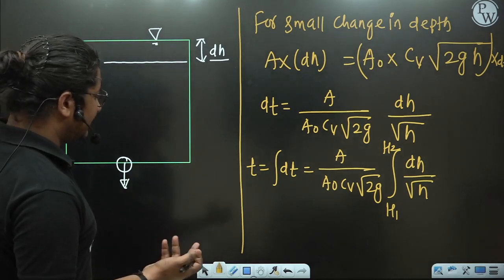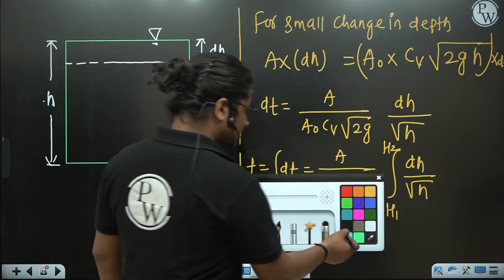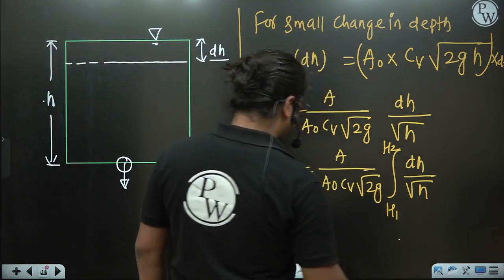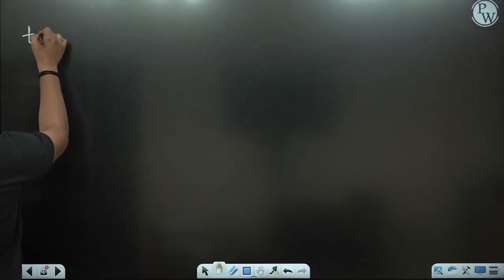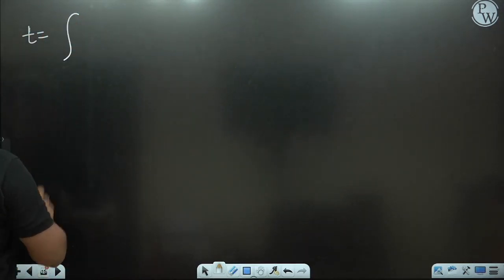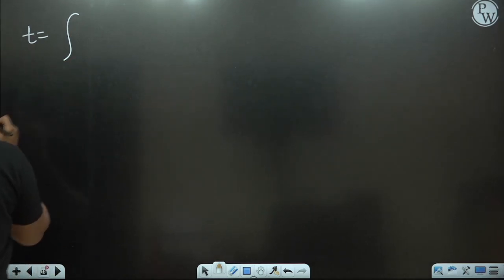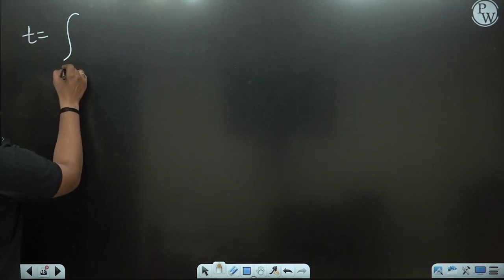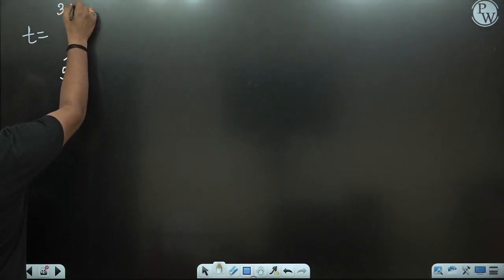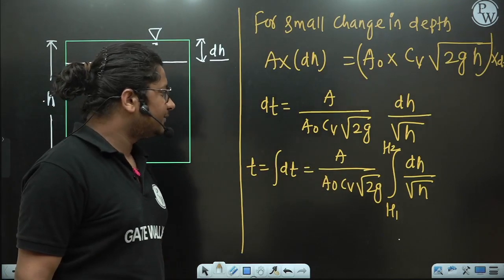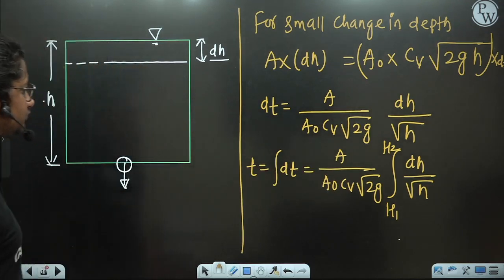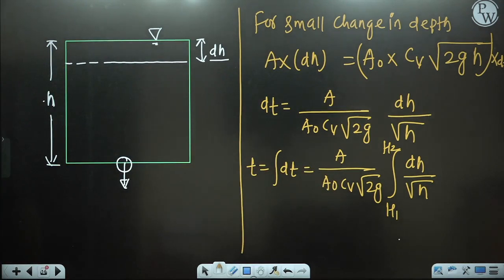Okay. Now the things which we can write down, the data basically, we are putting it. So T equals, H1, that means from 5 to 3.5. This much change is occurring from H1 to H2. So up to this, I think everyone is clear.